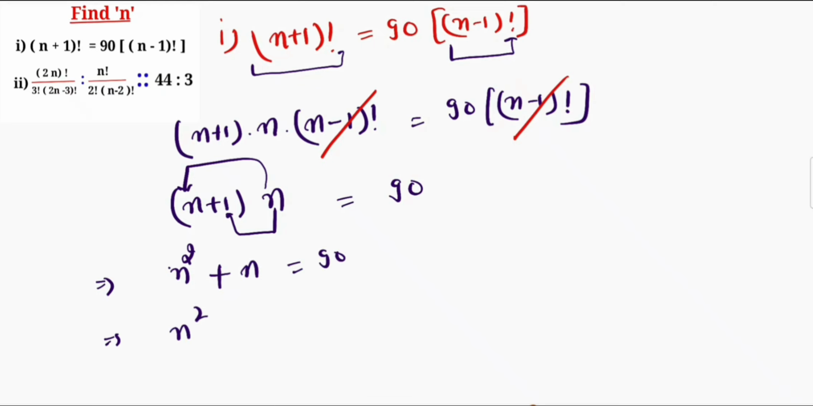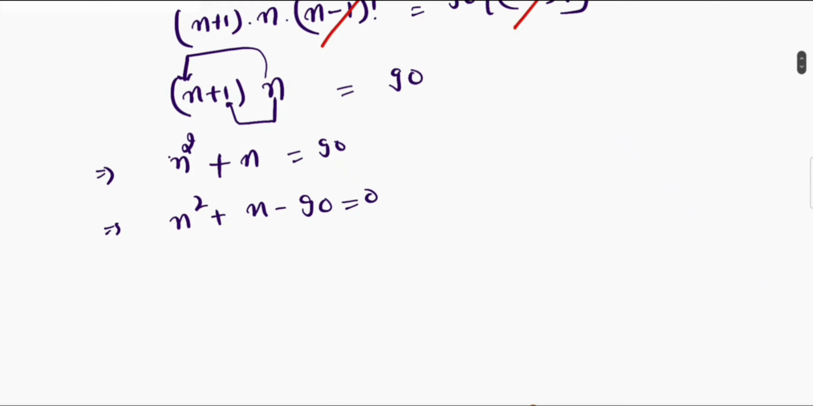So this implies n square plus n minus 90 is equal to 0, and this is my quadratic equation. We can solve this quadratic equation by using the midterm split method. So I have to split this n into two numbers such that when I multiply those numbers, I'll get negative 90, and when I add those numbers, I'll get n. So these two numbers are 10 and 9. With 10 the positive sign will come, and with 9 the negative sign will come. Then only we'll get n.